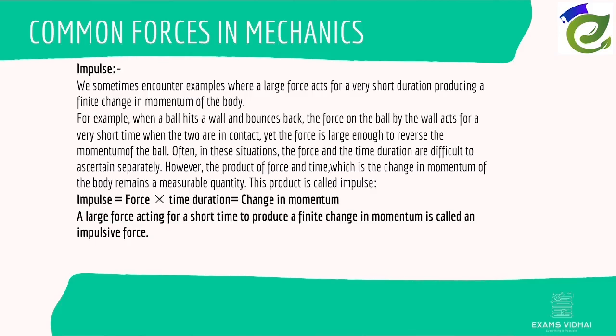It is the product of force and time, which gives the change in momentum, the measurable quantity, and this product is called impulse. That is, force into time is known as impulse, and that is equal to the change in momentum, nothing else. We can say impulse is equal to delta p, the change in momentum, which is F into the time duration delta t.